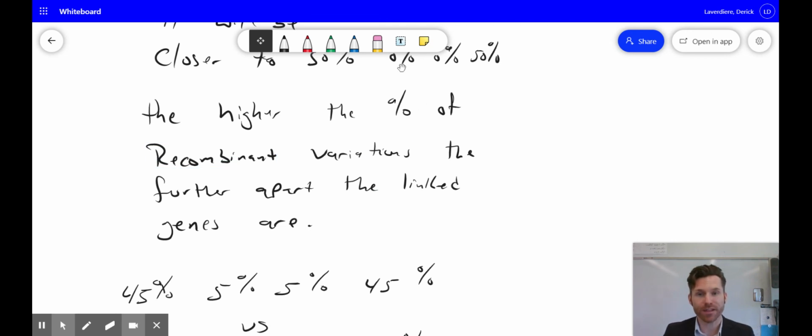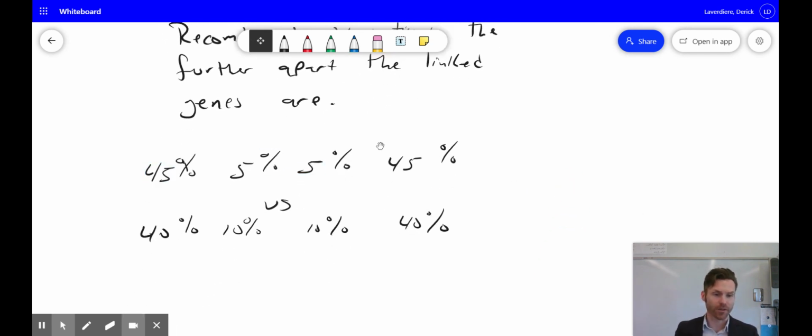The higher the percent of the two recombinant variations, right, the further apart the linked genes are on the same chromosome. Because the further apart they are, the more likely crossover is to separate them and to make those recombinant variations. So if I have this set instead, I have it be 45%, 5% recombinant, 5% recombinant, 45%, versus 40%, 10% recombinant, 10% recombinant, 40%. The one with the larger amount of recombinants are going to have the genes further apart.